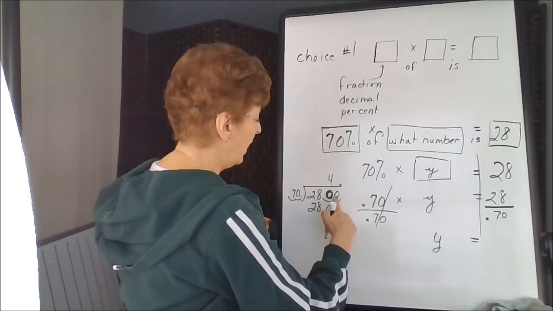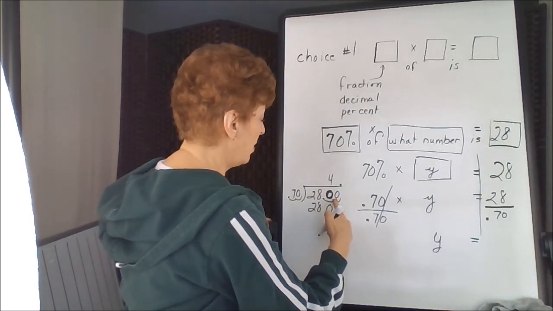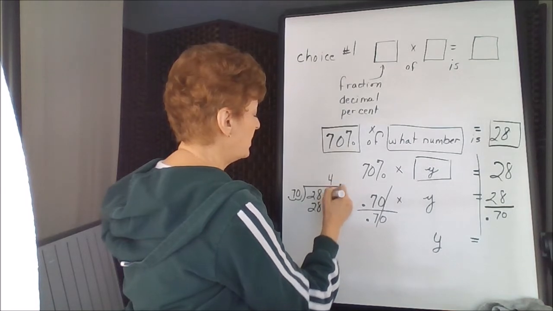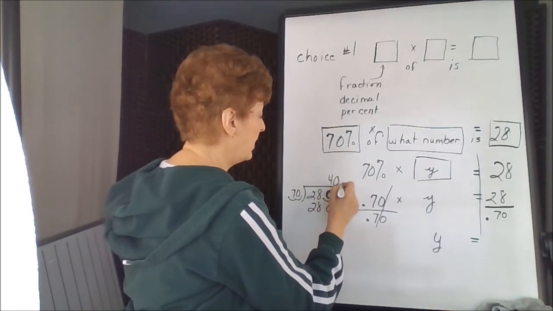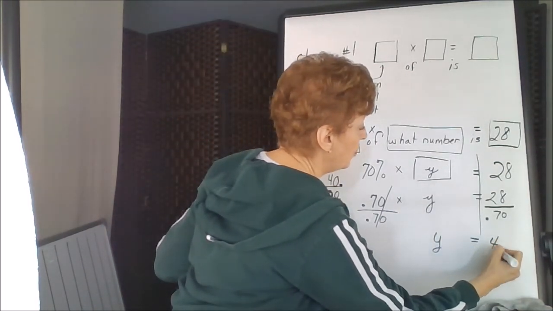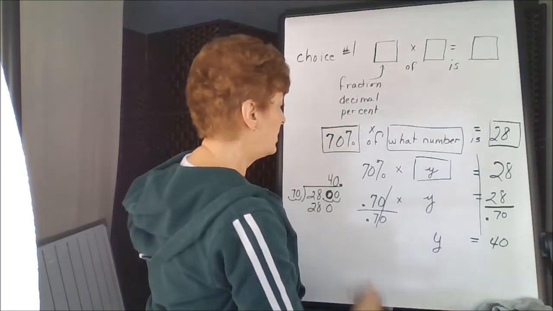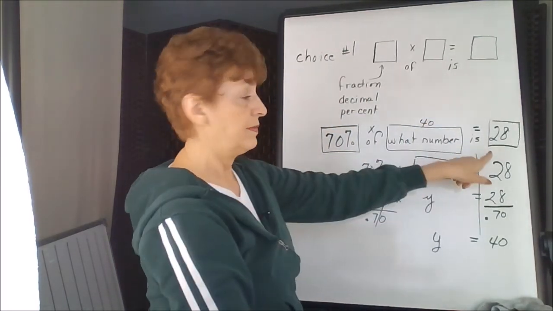And now we are going to have to do a placeholder above this last 0 to fill in, so this doesn't look like 4. It's actually 40 because our decimal point is here. Y is equal to 40. So 70% of 40 is 28.